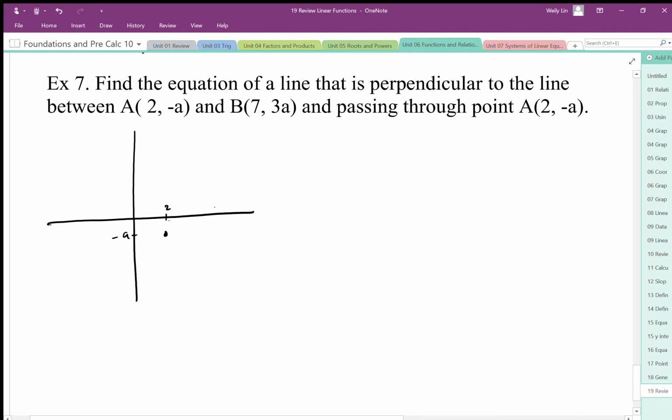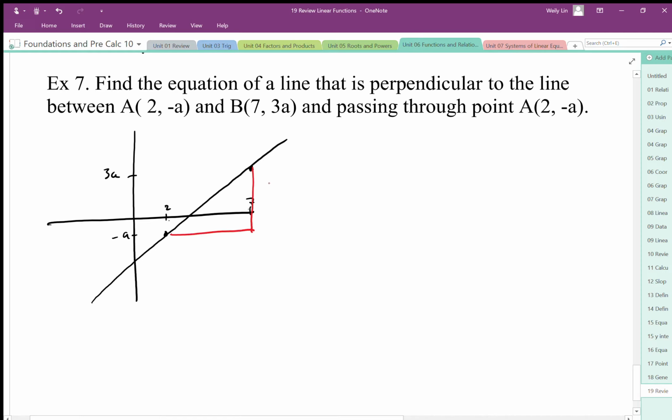And we go 7 over, so 7 somewhere out here, and then we're going to go up 3a, so that's going to be about 3 times the height of the distance from 0 to negative a. We're going to go the opposite direction, 3. So although it's kind of hard to know what a is, we know proportionally it's going to look like this, so we're okay.